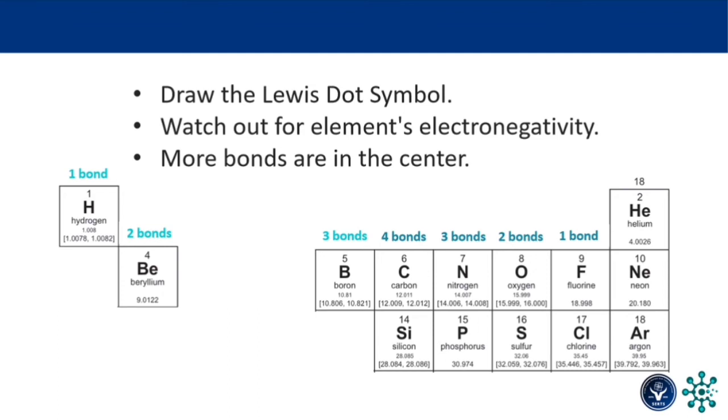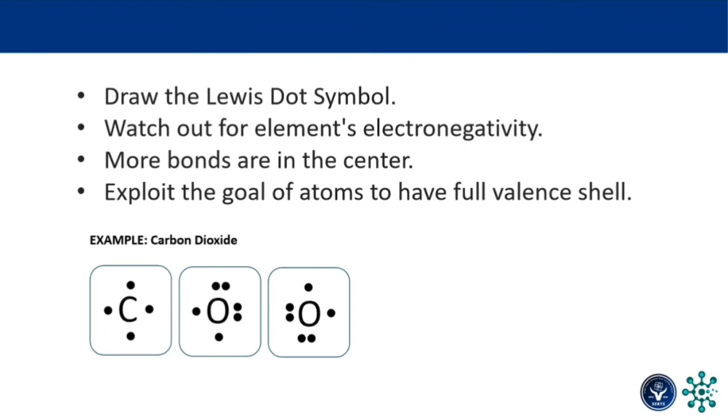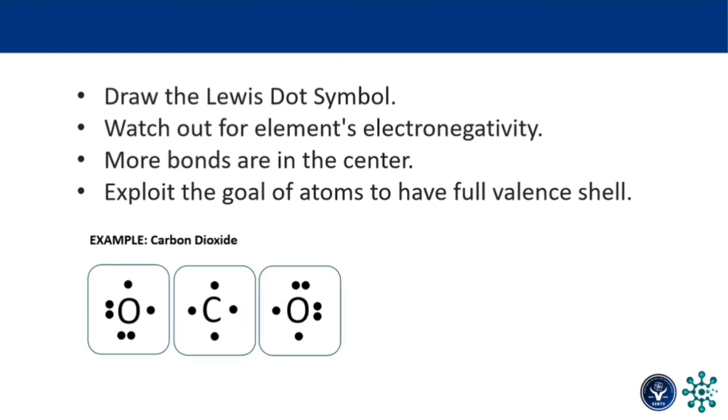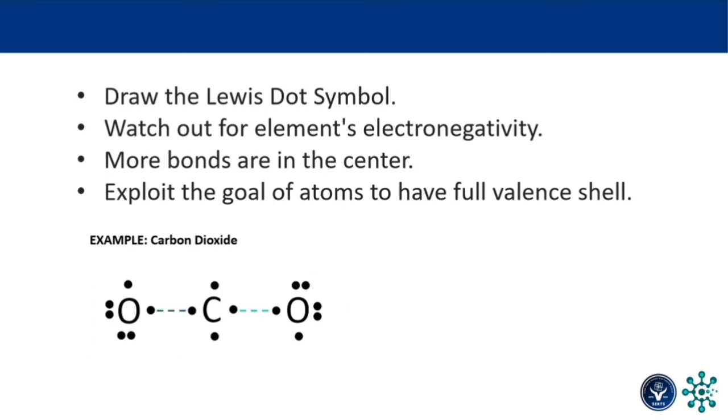Let us continue building the structure of carbon dioxide. So again, the central atom will become carbon. We will exploit the goal of the atoms to have a full valence shell. So basically our goal here is to make all of these atoms have 8 valence electrons. We will do that by sharing electrons. So we'll start with these electrons. These electrons will constitute a single bond.